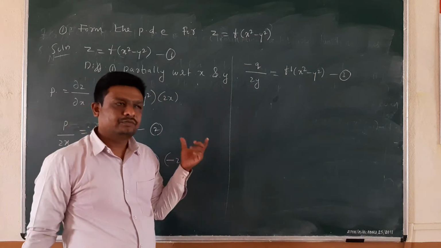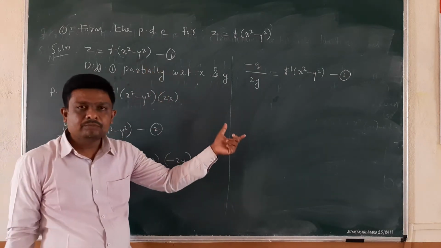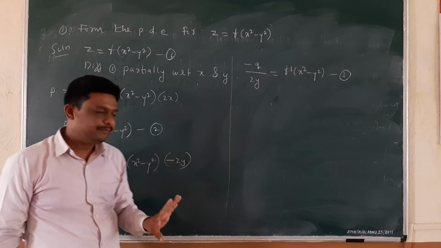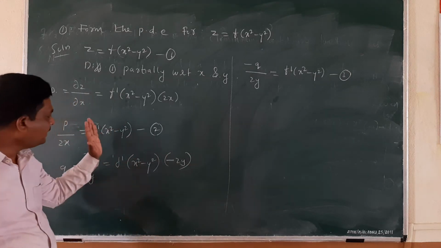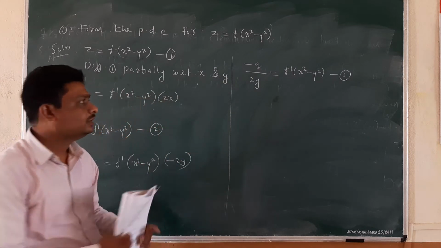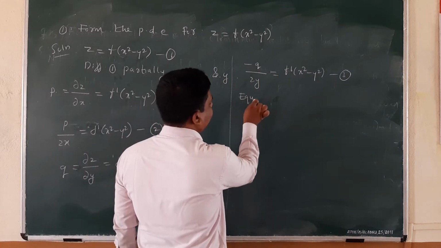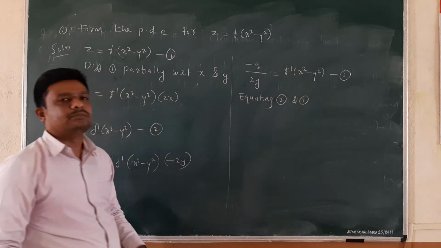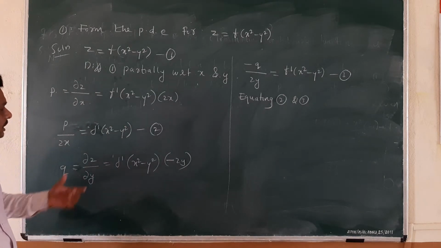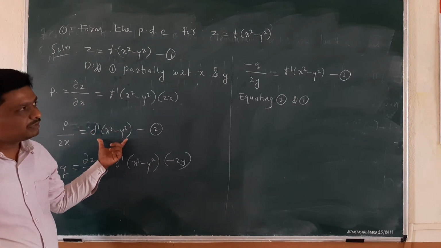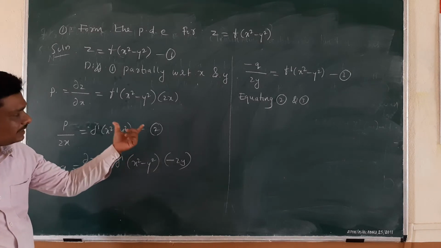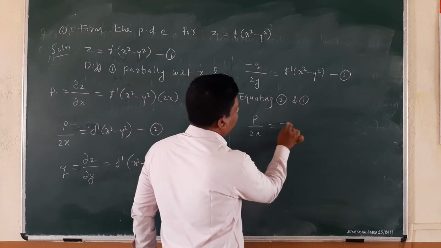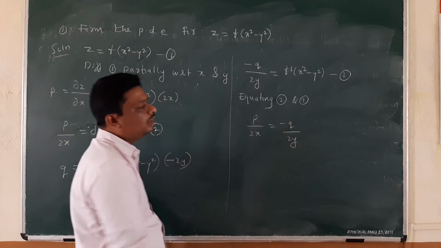So our question is, we have to form the partial differential equation by eliminating the arbitrary function. Here we have to eliminate. So to eliminate the function, I will compare equation number 2 and 3. So equating equation number 2 and equation number 3. Here in equation number 2 as well as equation number 3, the RHS part is the same. If RHS is equal, then LHS is also equal. That is p upon 2x is equal to minus q upon 2 into y.